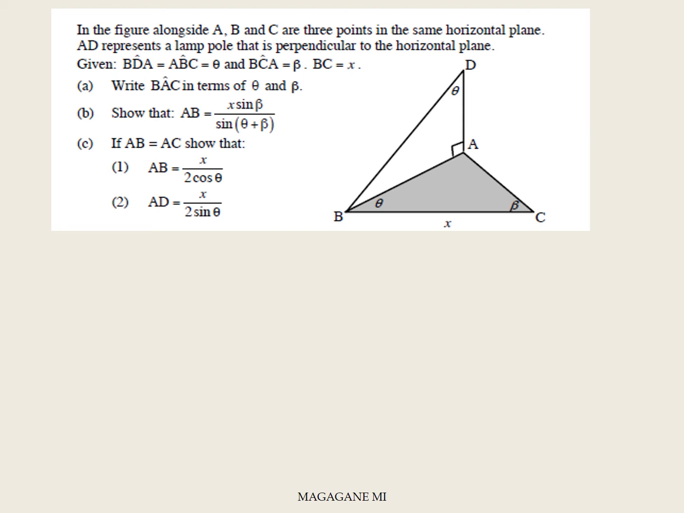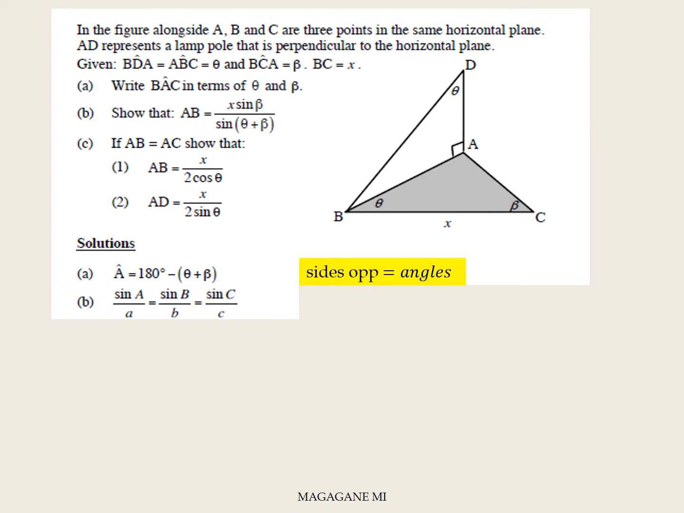Show that AB equals x sine beta divided by sine theta plus beta. If AB equals AC, show that AB equals x over 2 cos theta. Number 2, AD equals x over 2 sine theta. Right, to write BAC in terms of theta and beta, we look at triangle BAC. In triangle BAC, angle A equals 180 minus theta plus beta, sum of angles of a triangle.